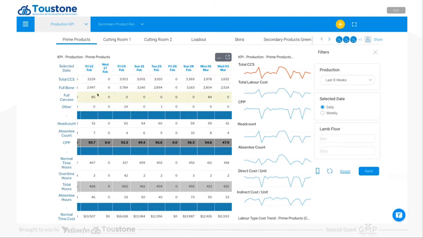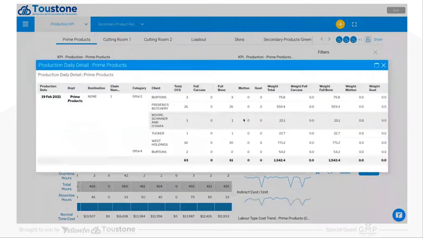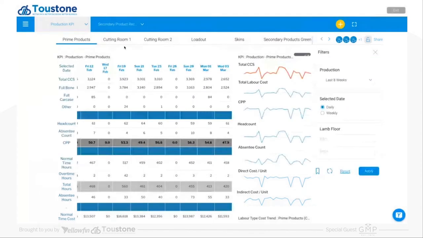So for example, I can drill in, I'm just going to randomly select a day. I'm going to jump in first of all to our production numbers. So this is what we produced yesterday on the particular date that I selected. These are our particular cuts by different carcass types and so on. And further to that, we can also drill into our labour details.